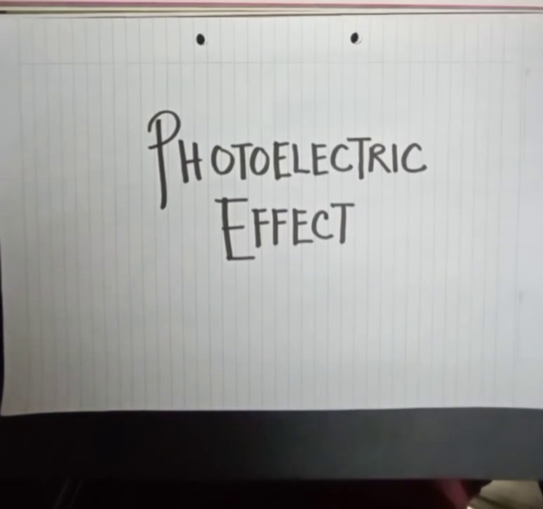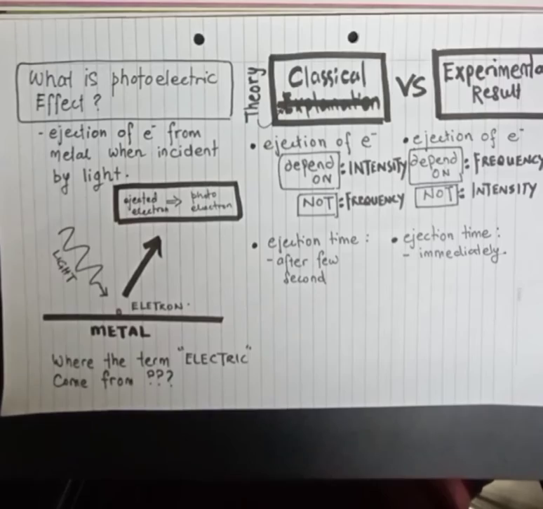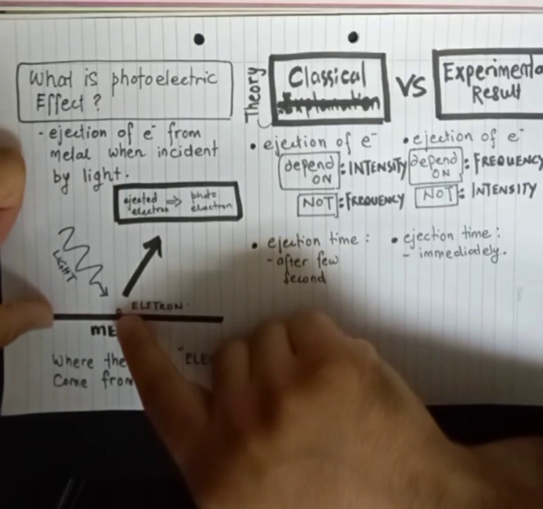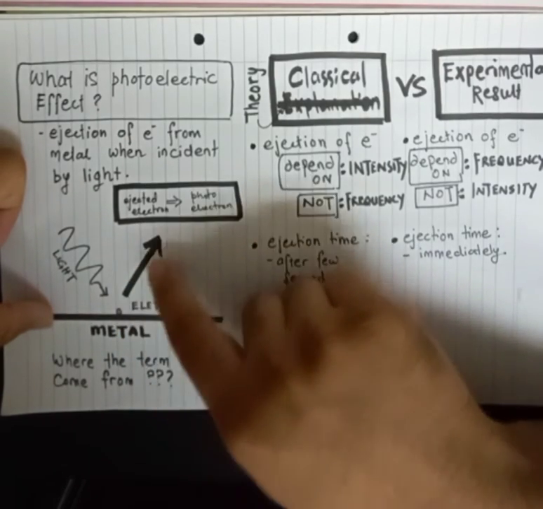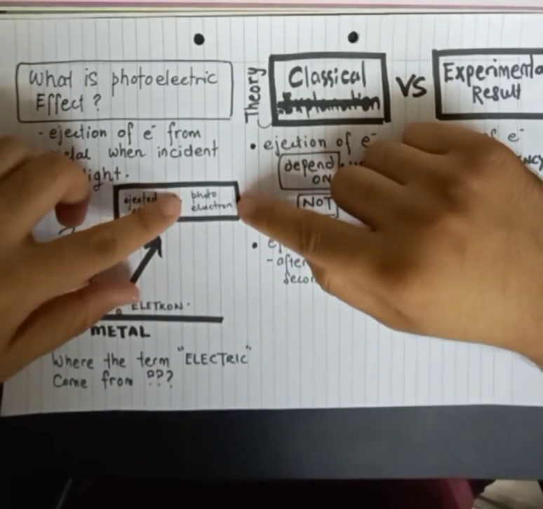Let's discuss the photoelectric effect. So what is the photoelectric effect? The photoelectric effect is the process where light incident on a metal causes electrons to be ejected from the metal. The ejected electron is often called a photoelectron.